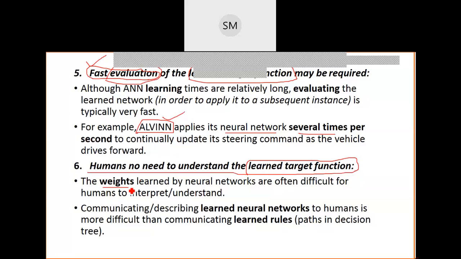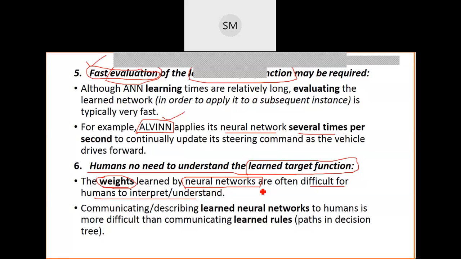Okay, in the hidden layer we get the weights, right? These weights which are given or learned by these neural networks are difficult for humans to understand. So who has given these weights? We have got these weights from the neural network. These neural networks are giving some weights.